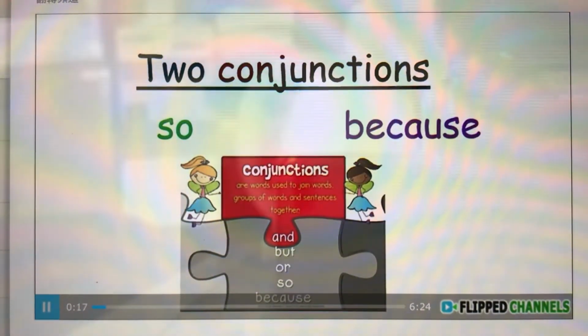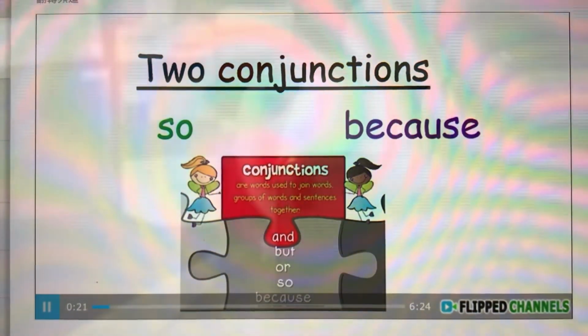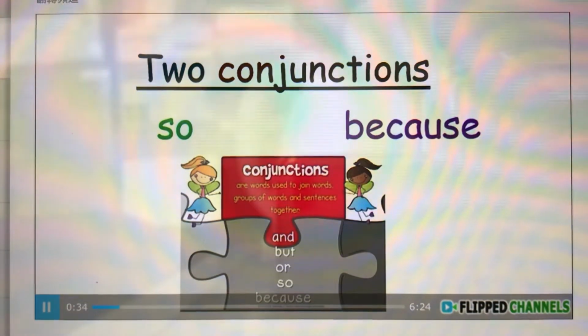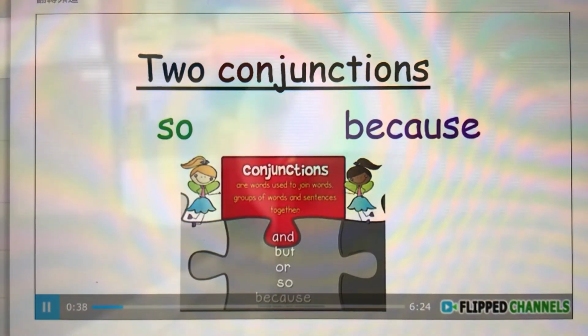First, you must understand what conjunctions are. Conjunctions are words used to join words and sentences together. For example, the words and, but, or, so, and because are all conjunctions because they can be used to link words and sentences together. In this lesson, I'm going to focus on two conjunctions, so and because.